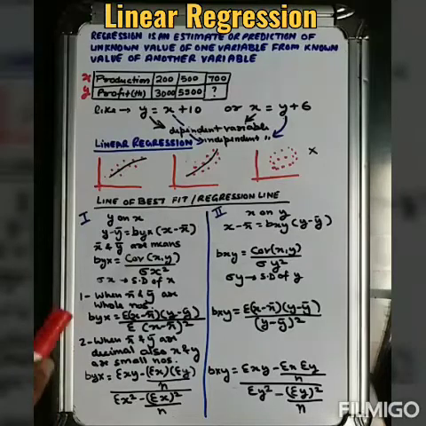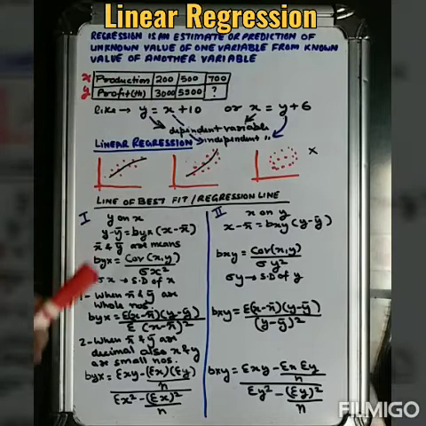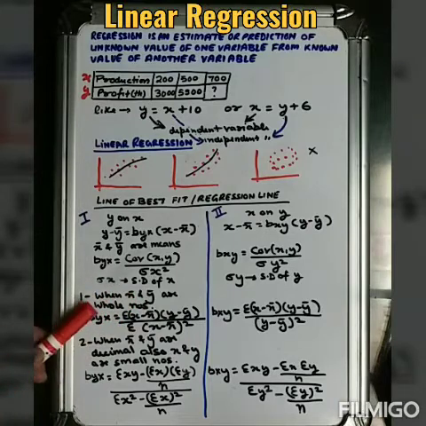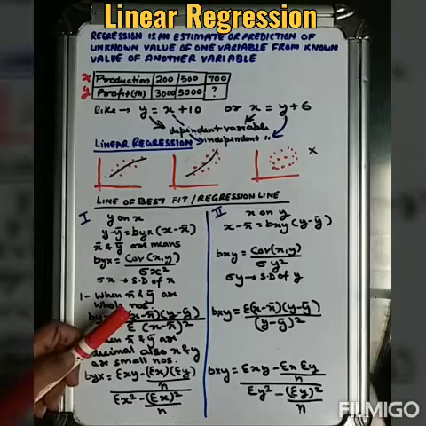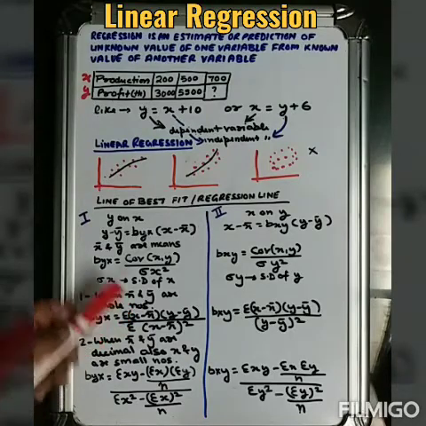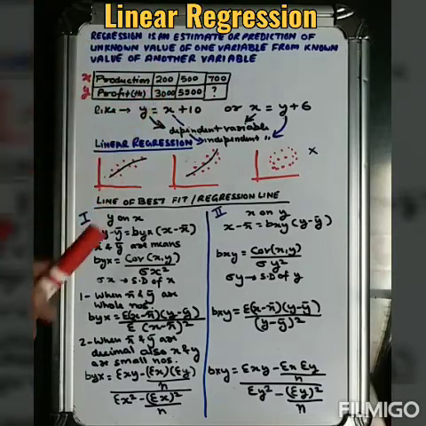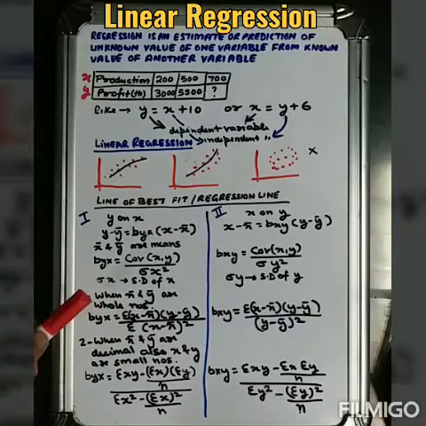Suppose this is the data given to you, and we have to take out the x mean and the y mean. If the x mean and y mean are coming in whole numbers, suppose 3 and 5, not decimal numbers, then we apply this formula.